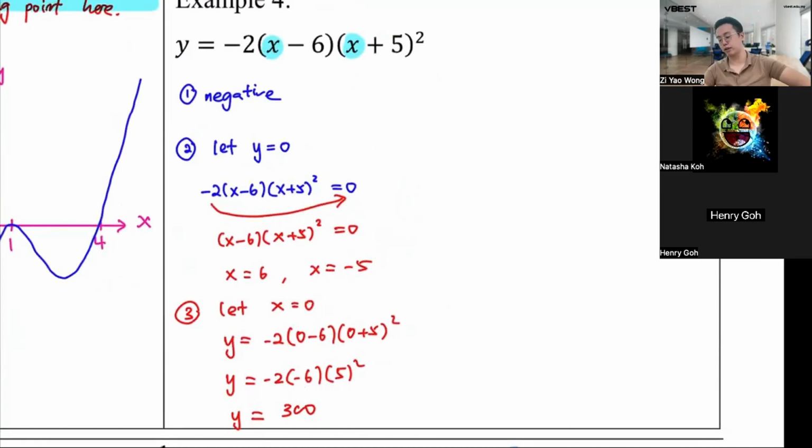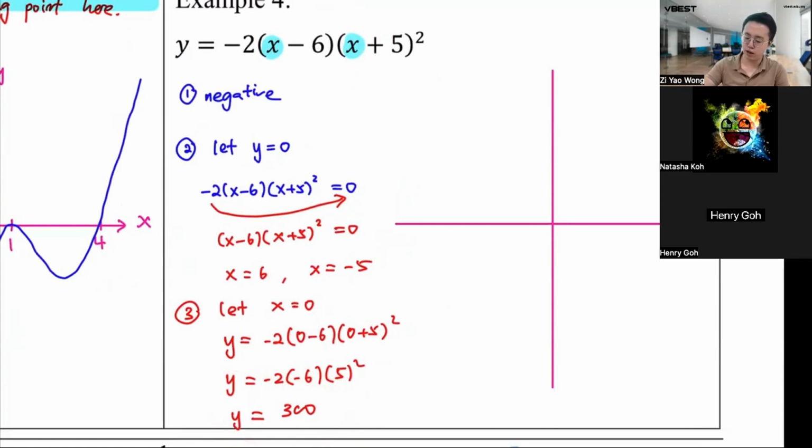It's okay, I don't care about the value, doesn't matter. So now you all can try to sketch out the graph already. You can see where the square is now. Your square is located at negative 5, which means that at negative 5 here, you will have a turning point come out. So here you can see, you have negative 5 and 6 here, and then you have a positive 300.